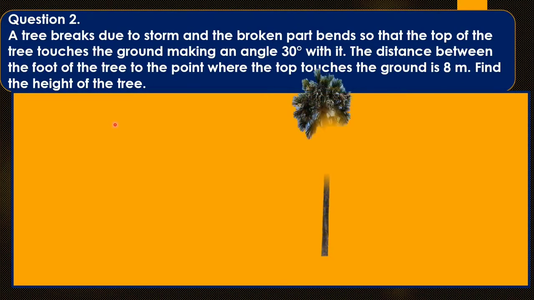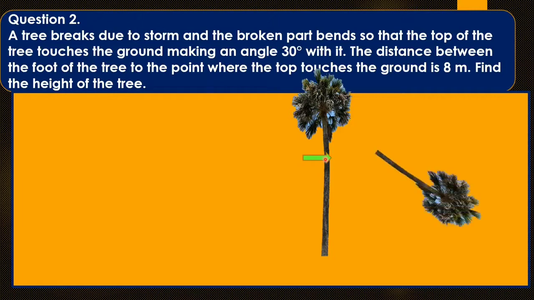So here you can first of all observe how to make the correct diagram. That is the most important thing in these questions. So consider this is a tree. Suppose it is broken due to storm from this point and it bends and its top touches the ground. So here if you will observe, we'll get a right triangle somewhere.